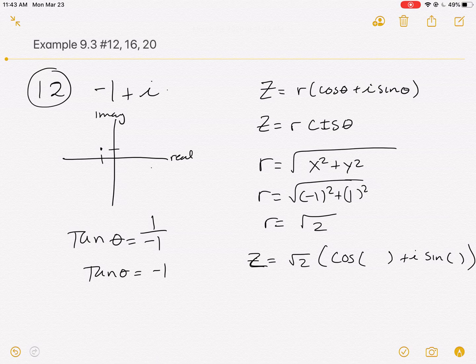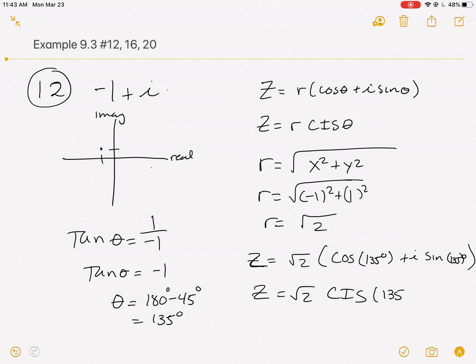We know that 1 is associated with a 45-degree angle. We also know from the picture that we did first, it was very wise that they asked us to put the dot in there, that it's going to be a second quadrant angle. A second quadrant angle that has a 45-degree reference angle is 180 minus 45, or 135 degrees. So our answer is the square root of 2 cis 135 for number 12. That's what we're doing in all of these.